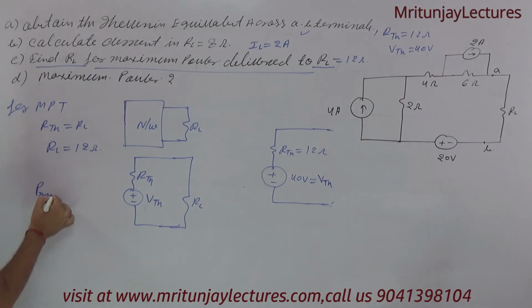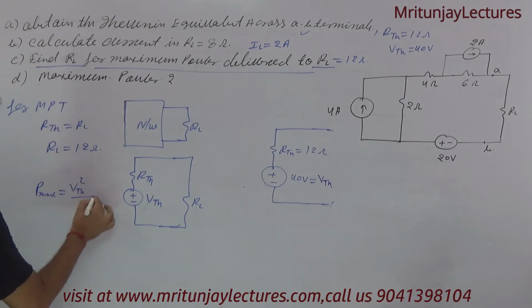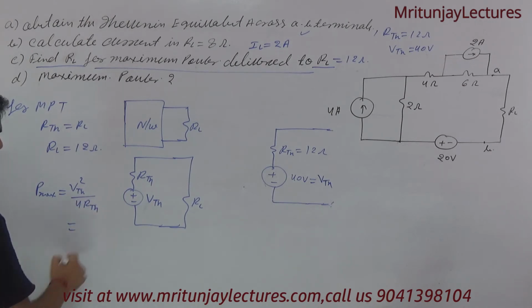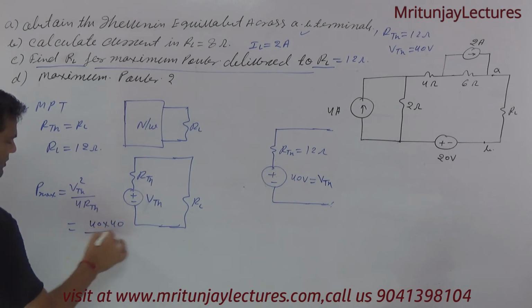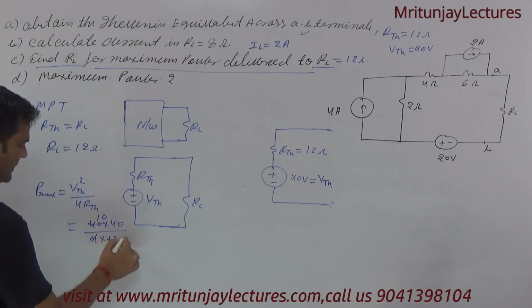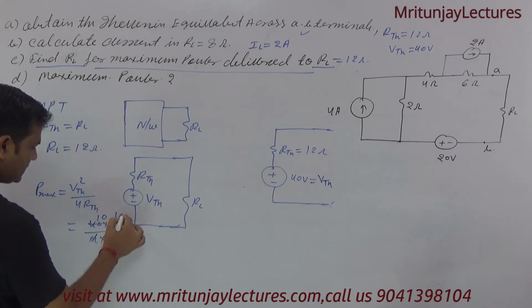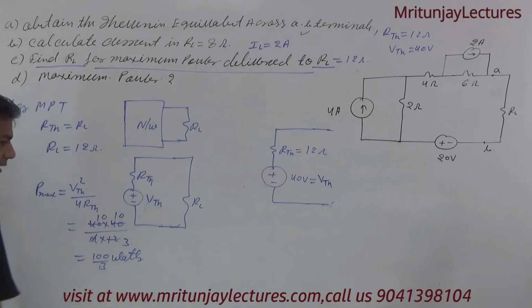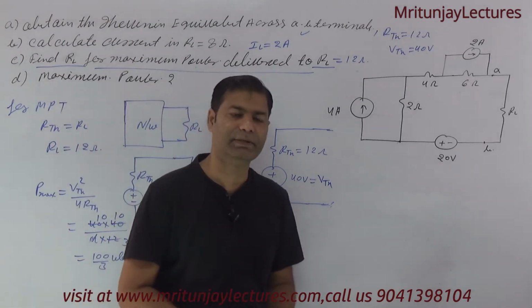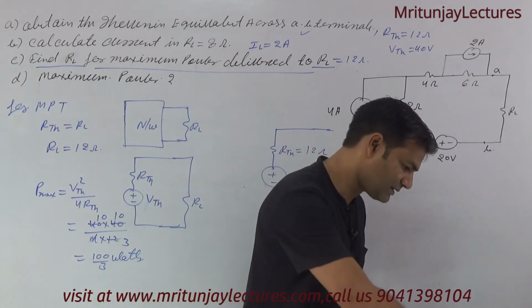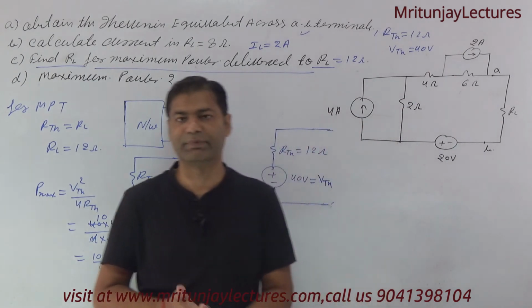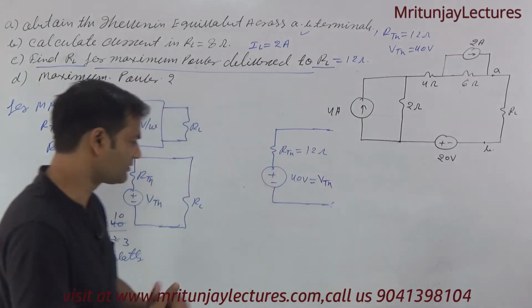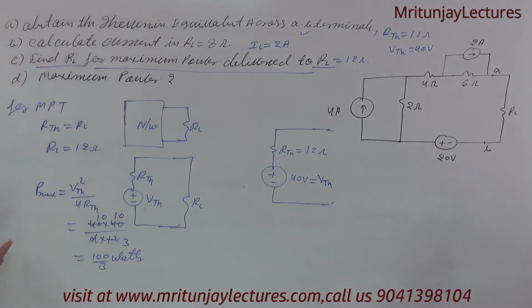Now the next one, maximum power. P max is written as VTH square divided by 4 RTH. So VTH is 40, 40 into 40 divided by 4 into 12, that is 100 divided by 3 watt, 100 by 3 watt. This is the final answer. Make it. If you face any problem, then tell me, sir, I face a problem corresponding to that. Please explain. First of all, make it. Is it clear or not?